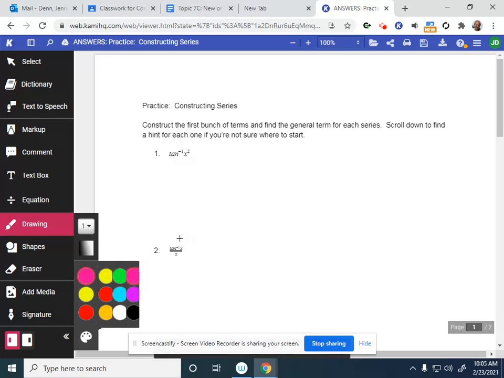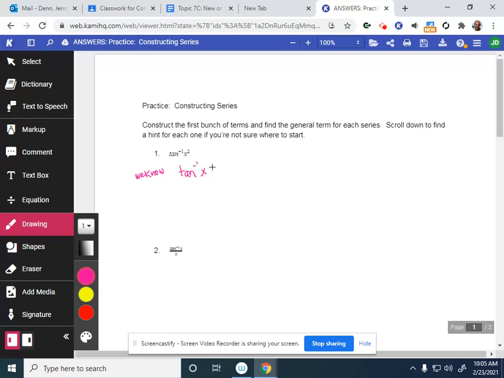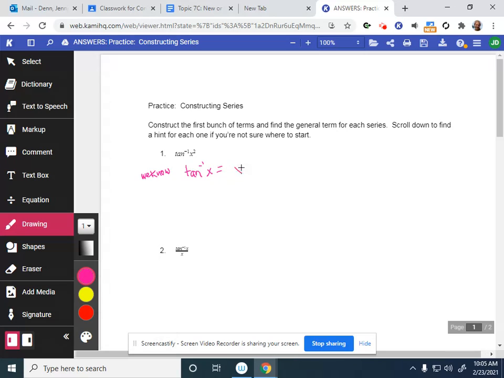So write a series for inverse tan of x squared. So I'm going to start by saying what we know. We know the series for inverse tan of x. We just did it in the notes. So we know that that series is x minus x to the third over 3 plus x to the fifth over 5 minus x to the seventh over 7, and so on.